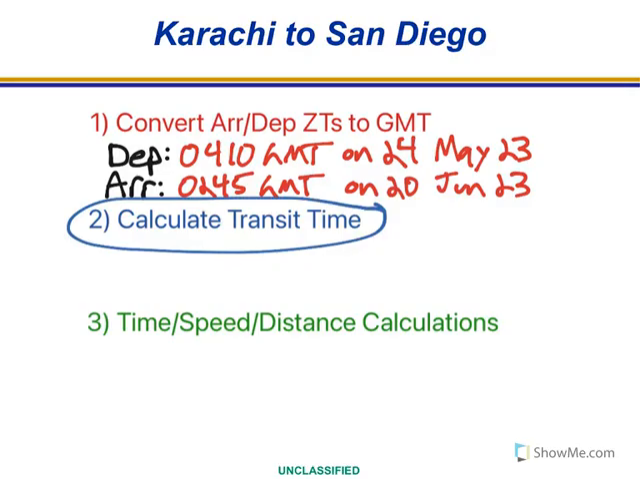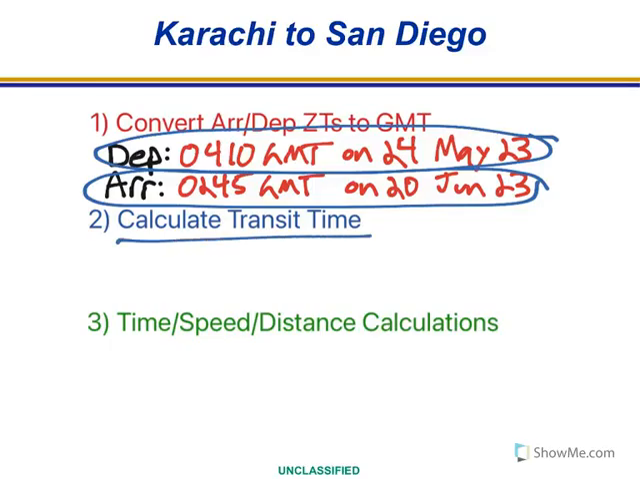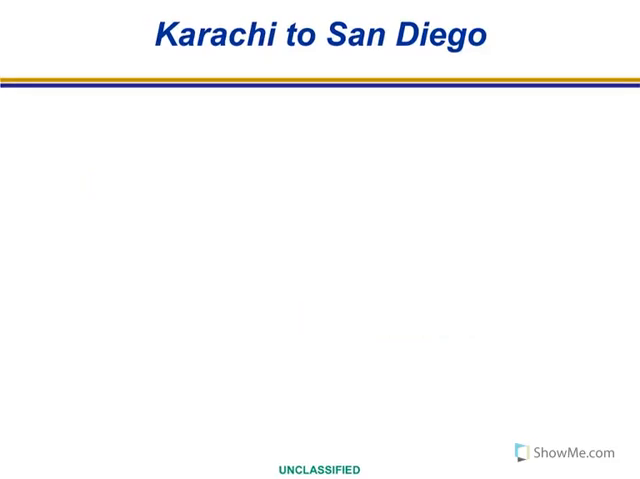the transit time. In the previous video, we found out that we'll depart Karachi, Pakistan at 0410 GMT on 24 May 2023, and we need to arrive in San Diego at 0245 GMT on 20 June 2023. So for this video, we'll do some math, figure out the amount of time between those two times. We'll get it into days, hours, and minutes, and then we'll convert it into hours to figure out our total transit time. So let's write down the information we know.